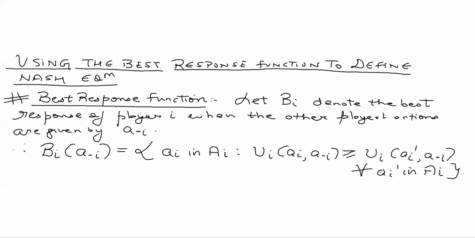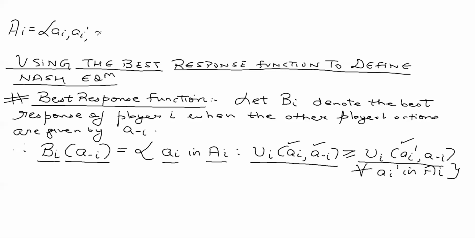So, the best response of player i when all other players are playing the action a minus i is the set of all a_i lying in the set capital A_i such that the payoff or the utility of player i when she plays a_i, given all other players are playing a minus i, is greater than or equal to her payoff from some other action a_i dash lying in capital A_i. So capital A_i includes a_i, a_i dash, a_i double dash and so on.